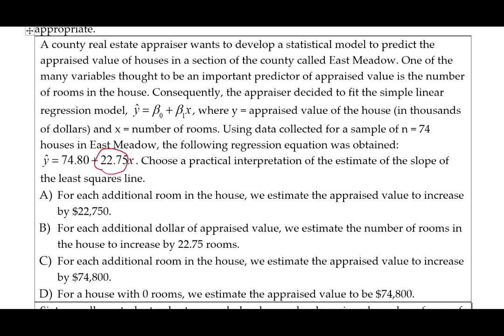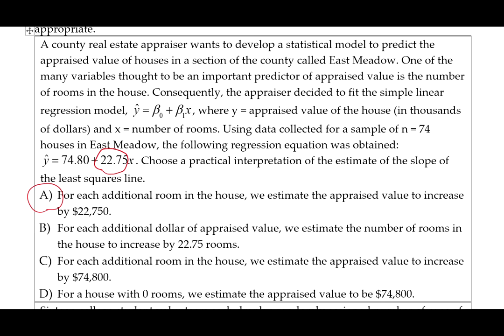Look at answer A. For each additional room in the house, that tells us that x is increasing by 1. We estimate the appraised value to increase by $22,750. Remember that these values are given in thousands of dollars. So 22.75 in thousands of dollars is $22,750. So that is the correct interpretation for the slope.